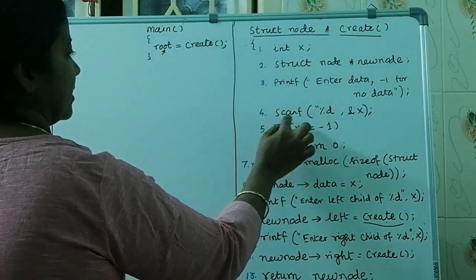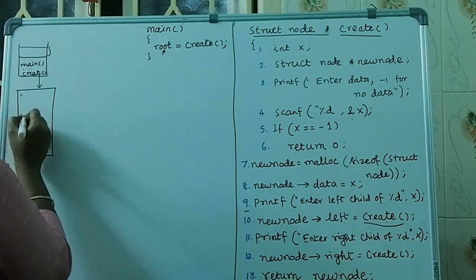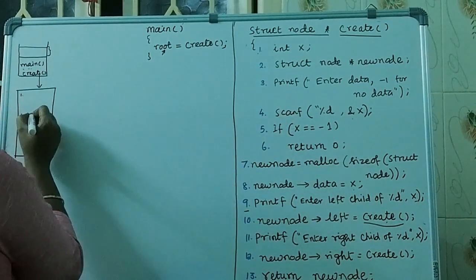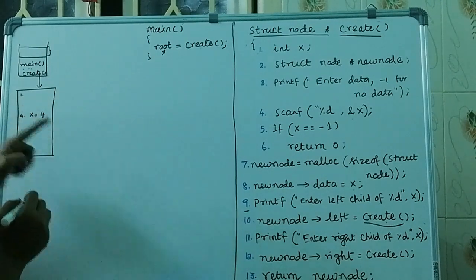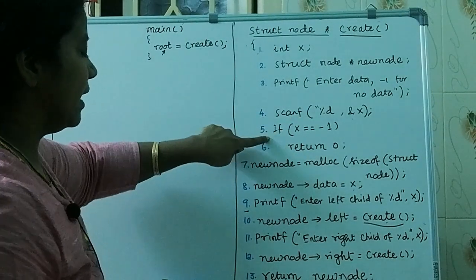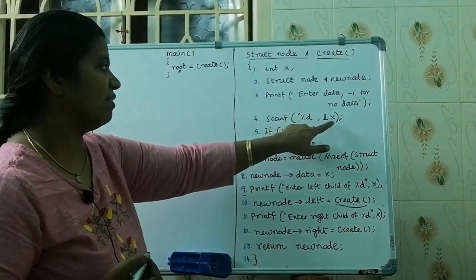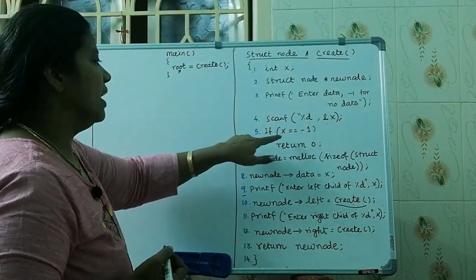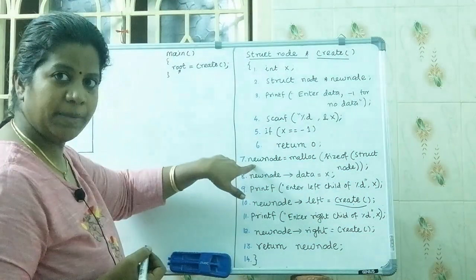Then in line number 4, x gets the value. Suppose I am giving the x value as 4. Okay, I am giving the value 4 here. In line number 6, is x equal to -1? No, because I have given the x value as 4 now. And then it will not execute line number 6. It comes to line number 7.